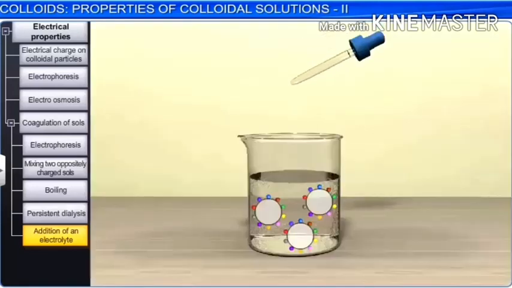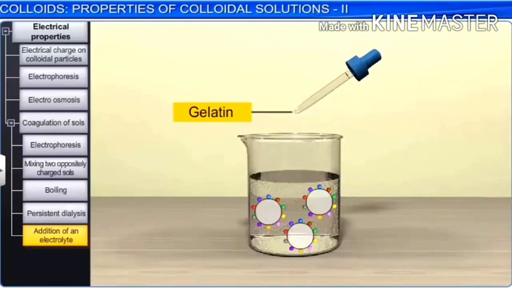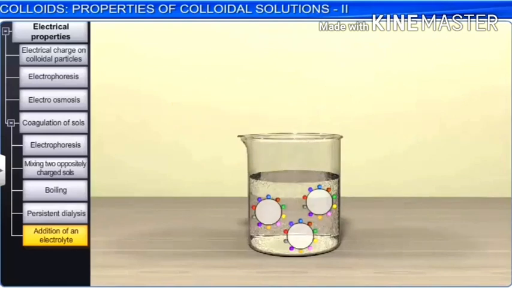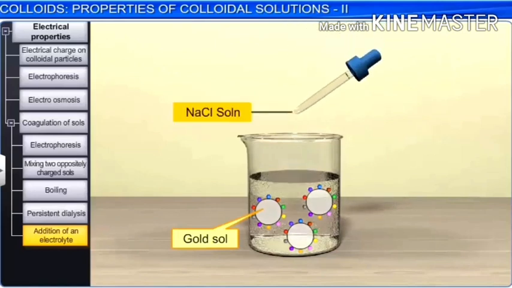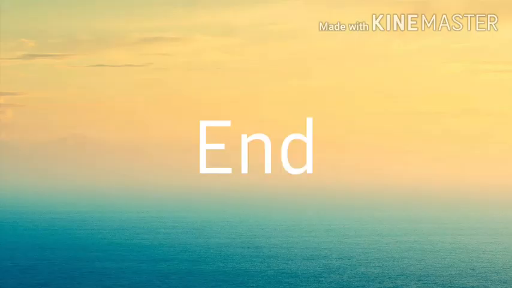For example, if you add gelatin, which is a lyophilic sol, to a lyophobic sol, such as gold sol, the gelatin will protect the gold sol from coagulation, even if a slight amount of NaCl, an electrolyte, is added. Gelatin will protect the gold sol. I hope you have understood the Hardy-Schulze rule and how a colloid attains stability. Thank you.